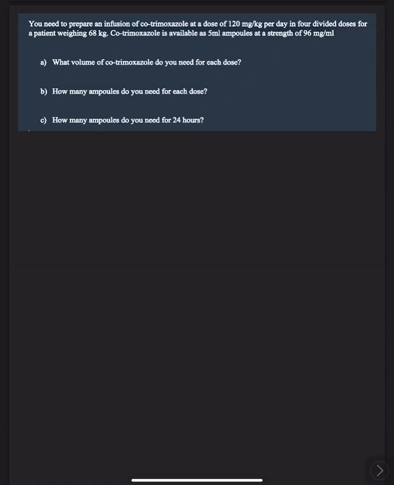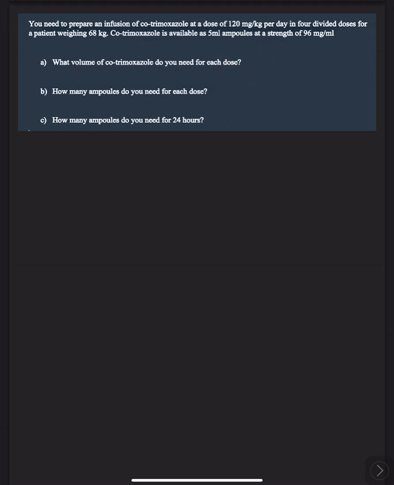Let's break down this question. What's required of you for this patient is you need to prepare an infusion of cotrimoxazole antibiotic at a dose of 120 mg per kg per day, but needs to be given in 4 divided doses. So it's like giving it QID or every 6 hours. Your patient weighs 68 kg, and we got ampoules that come in 5 mils, but got a strength of 96 mg per mil. And they want to know the volume that you give the patient per dose.